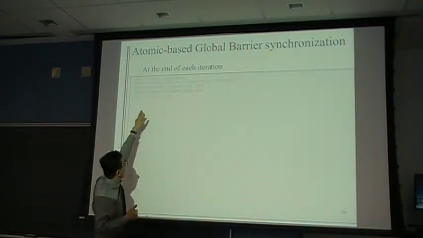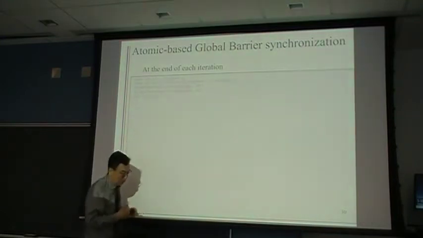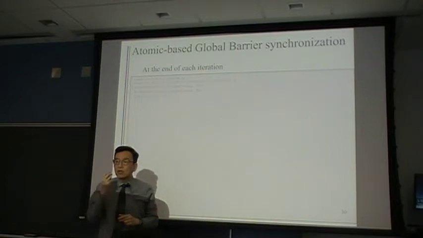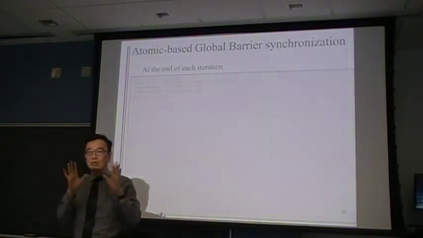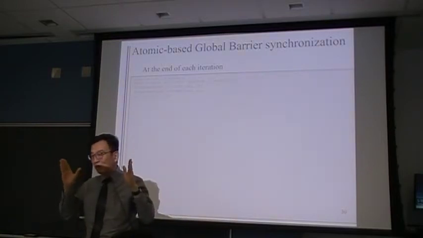So we're going to have a variable called frontier. And this frontier is going to be a local variable. Okay, it's a variable that is going to be in every thread. So it's a private variable.